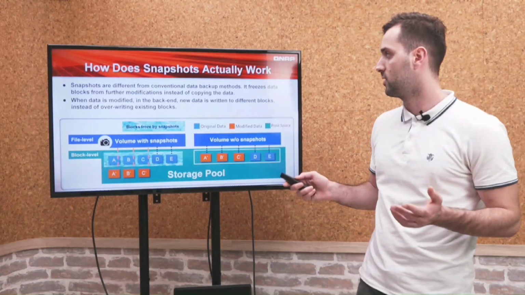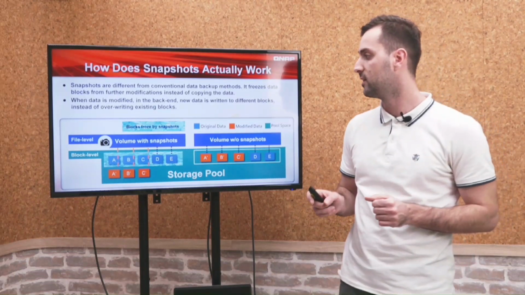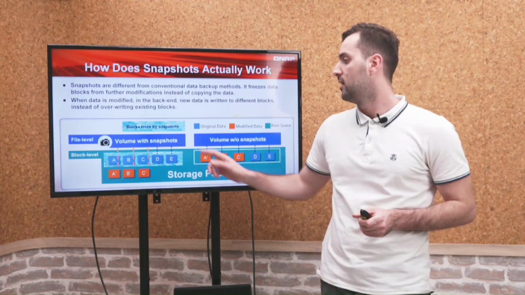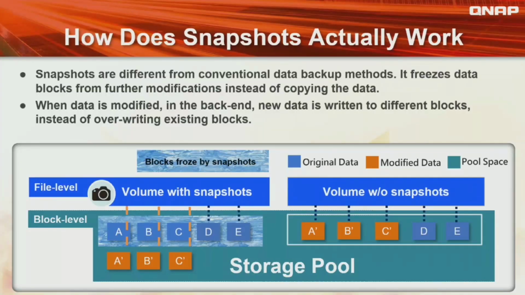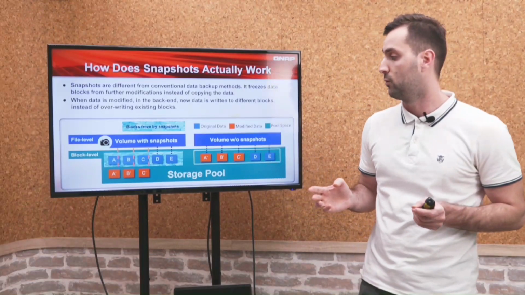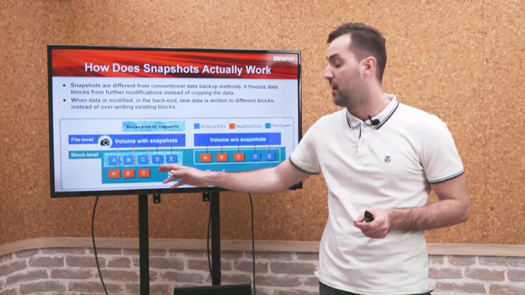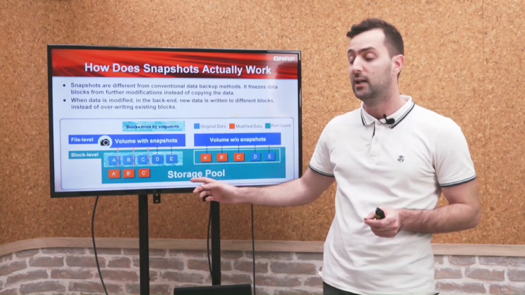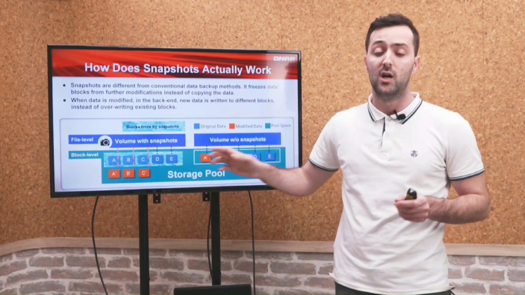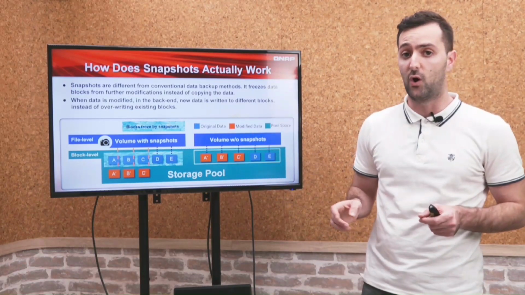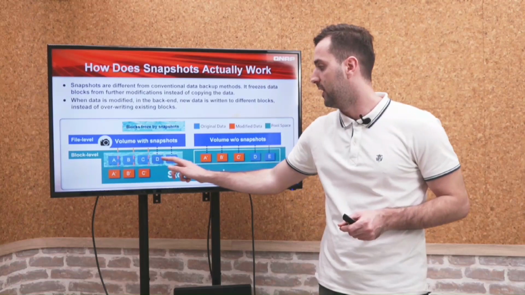So how does Snapshot actually work? To go into more details, we see the Snapshot actually freezes the blocks at the block level here, as we see, and at the file level we have the volume with the Snapshot. What does this mean? These are the blocks frozen here, and these are the modified blocks. So when a process, for example, reads the volume, all it can see is the changed A prime, B prime, C prime, and the unchanged blocks, which are D and E. So it won't be able to see the frozen blocks.